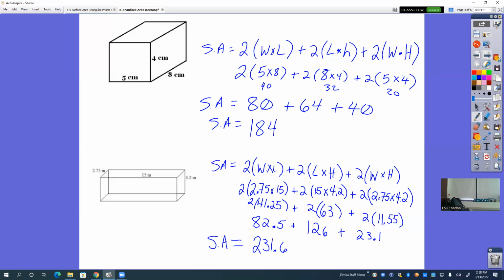So again, just remember what the formula is. 2 times the width times the length, plus 2 times the length times the height, plus 2 times the width times the height. Add what you get together, and you will come up with your total surface area for the rectangular prism.